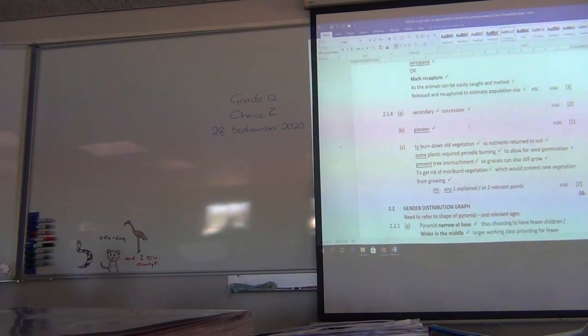In South Africa, which biome is that very correct for? In South Africa, where are there plants that require fire for the seeds to germinate? Not so much the Kruger, it's more fynbos. So in the Kruger, the fire is mostly to make sure that the trees don't take over. But I know they put fire in sometimes manually, yes, to prevent tree encroachment so that the grasses can still grow, and to get rid of something called moribund vegetation, which would prevent the new vegetation from growing.